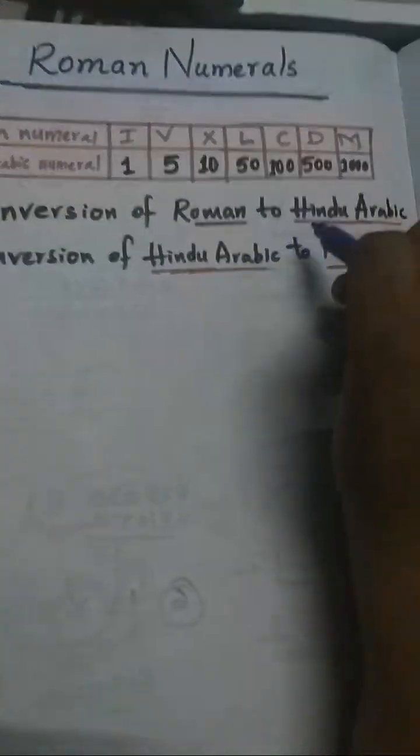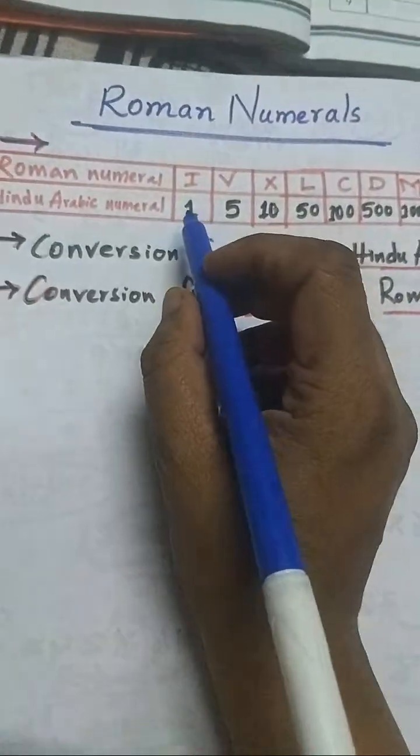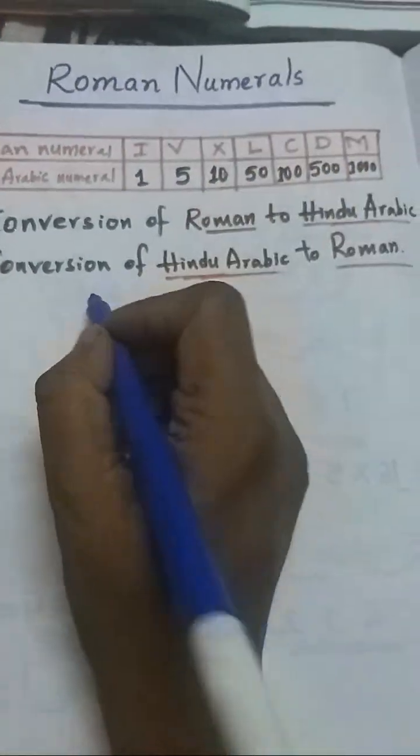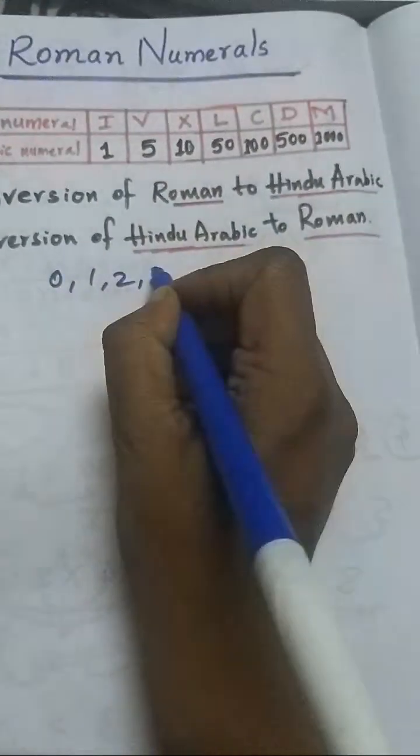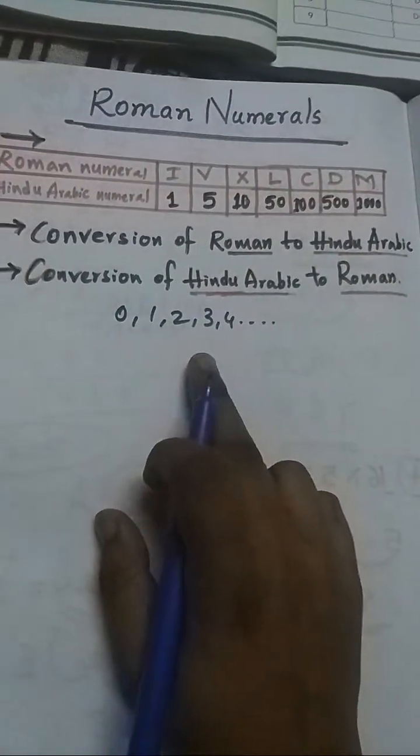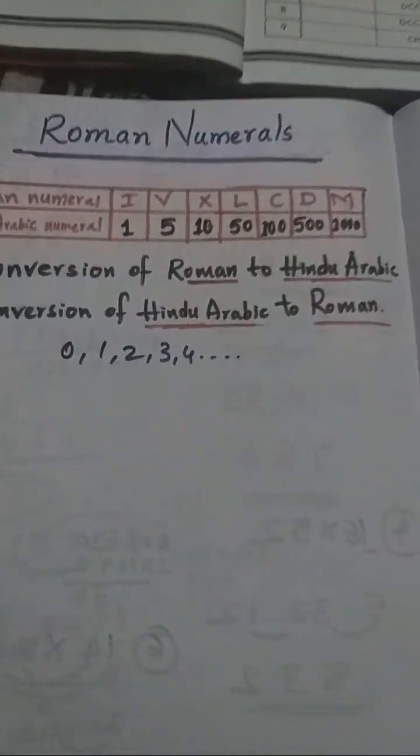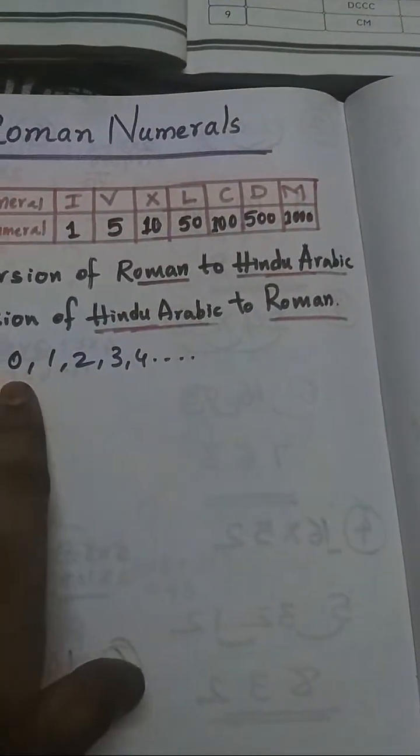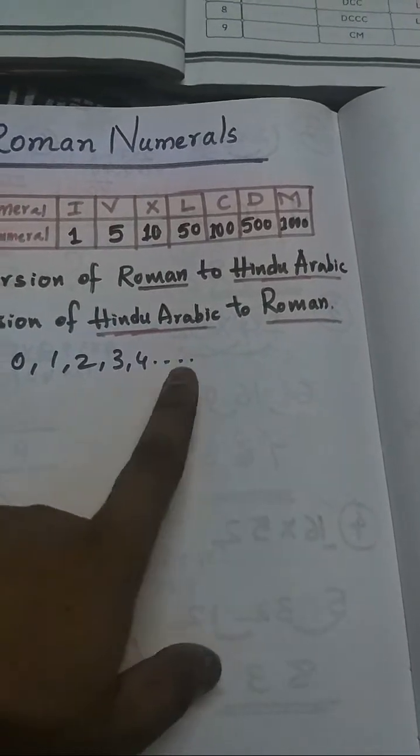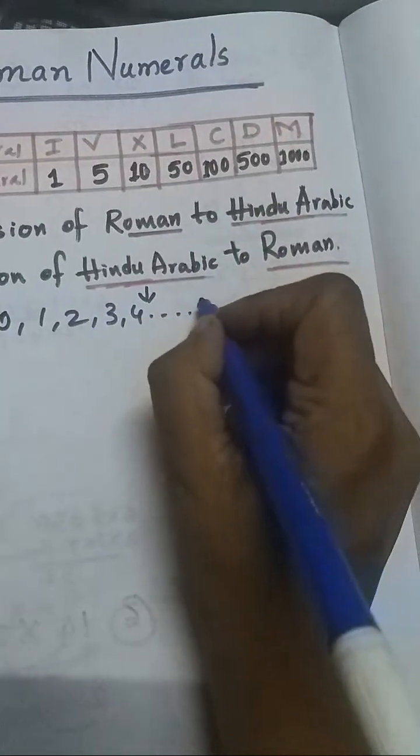Conversion of Roman to Hindu Arabic. Normally, in our daily life we use numbers like 0, 1, 2, 3, 4. These are Hindu Arabic numerals. We know that these digits are used in our daily life.